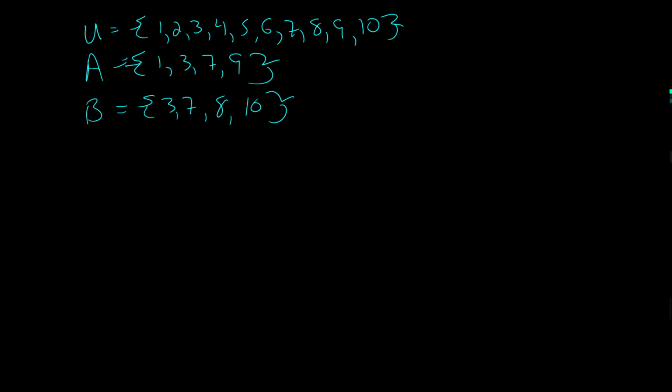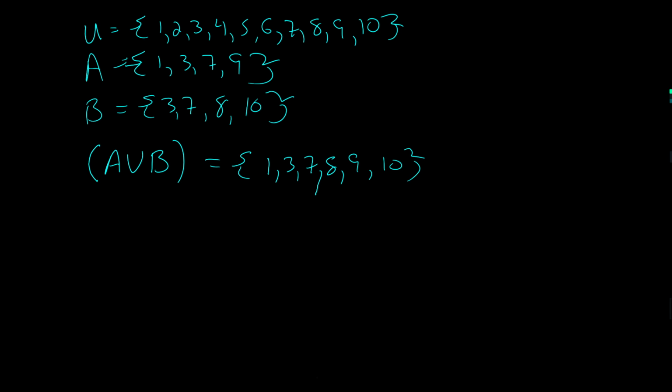And so, that's the first thing I'll do, is find the union of A union B. And so A union B is everything that's in either. All of what's in either. Let me get my words right. 1, 3, 7, 8, 9, and 10.